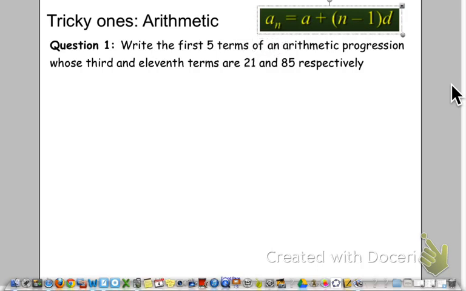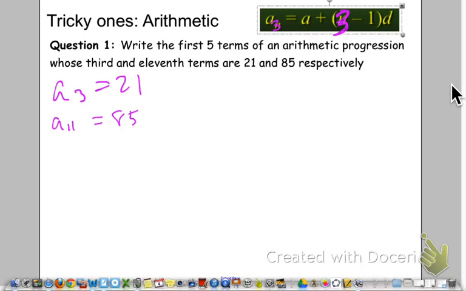So what I'm doing is, my third term is 21, and my 11th term is 85. So to get that 21, I know that my n is 3. So look up here, see I'm writing the 3. But I don't know the a and the d.